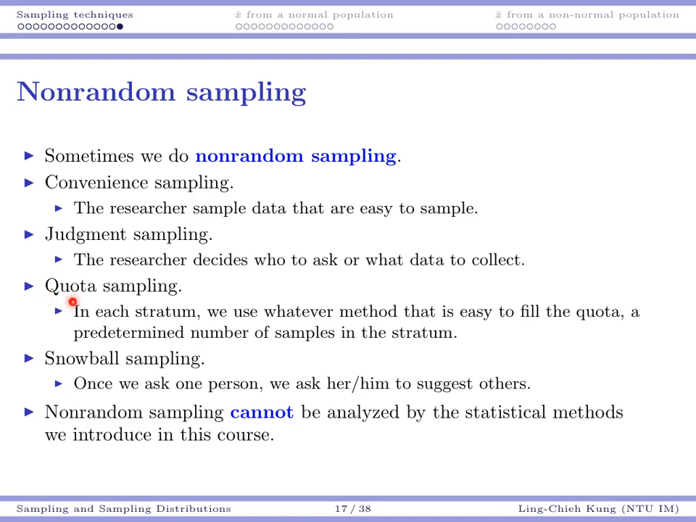Sometimes we do quota sampling. That's the idea here. We have multiple strata, and whatever method we use, we do the easiest way to fill a quota in each stratum. We know that in each stratum we have a certain number of samples to collect, and then within each stratum we use the easiest way to fill that quota. So again, this is non-random. Finally, there is something called snowball sampling. We ask one guy, and then ask that guy to suggest other persons for us to ask.